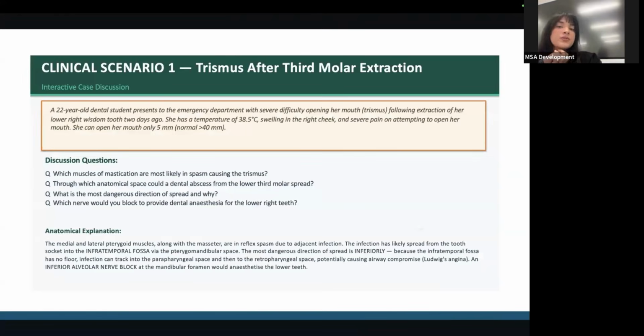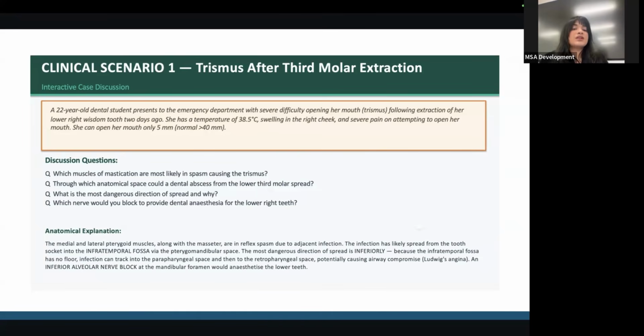Number 1. Trismus after third molar extraction. A 22-year-old dental student presents to the emergency department with severe difficulty opening her mouth, trismus, following extraction of her lower right wisdom tooth 2 days ago. She had a temperature of 38.5, high, swelling in the right cheek, and severe pain when attempting to open her mouth. She can't open her mouth.